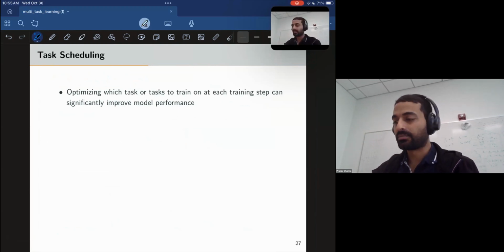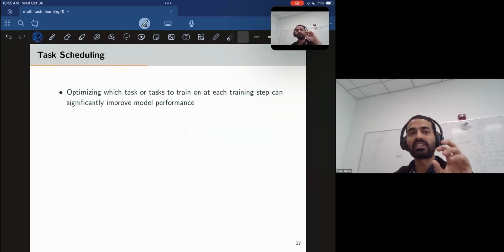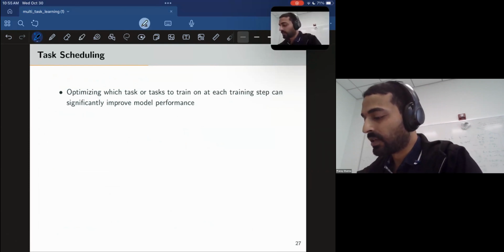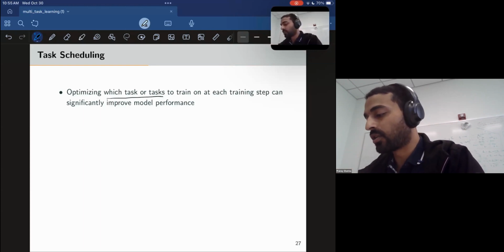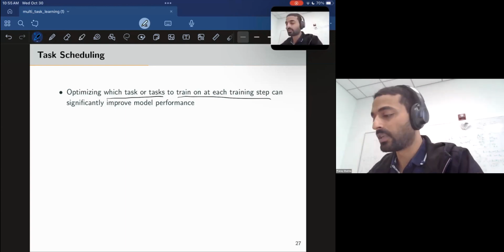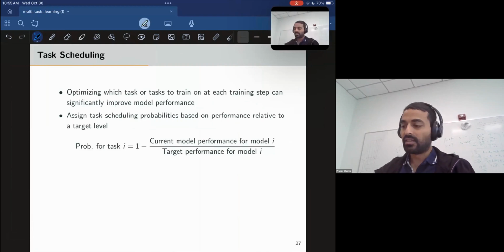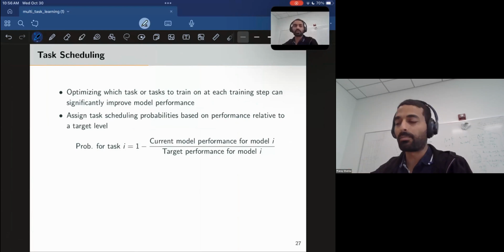Another related idea. Let me first describe it, and then we can discuss how these are related. So what you can do is decide in which iteration the model will work with which task, right? So this is scheduling, where we can cleverly choose which task or which set of tasks to train at each training step. And this also leads to some performance gains. And again, the probability of scheduling a task should depend on how well your model is doing on different tasks.